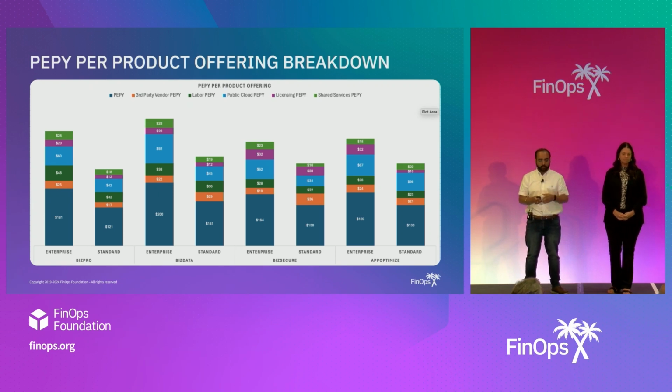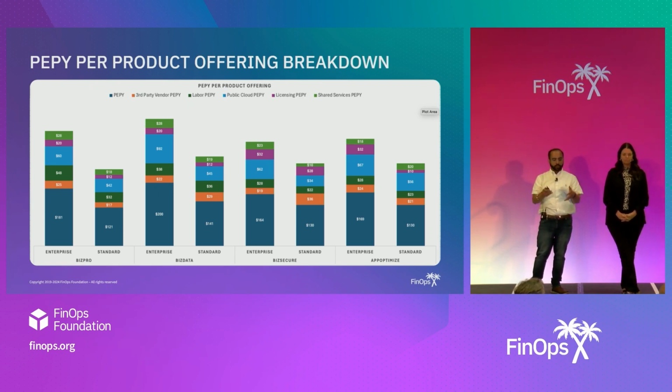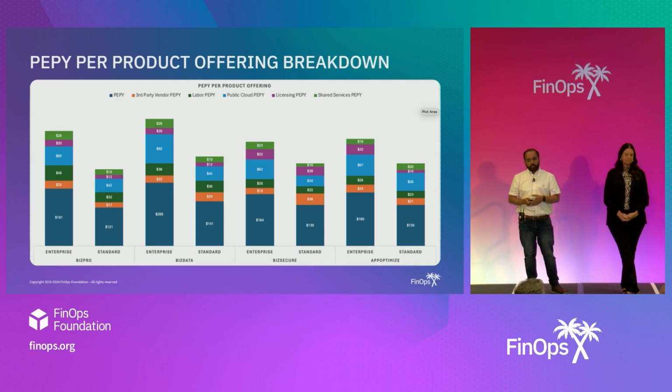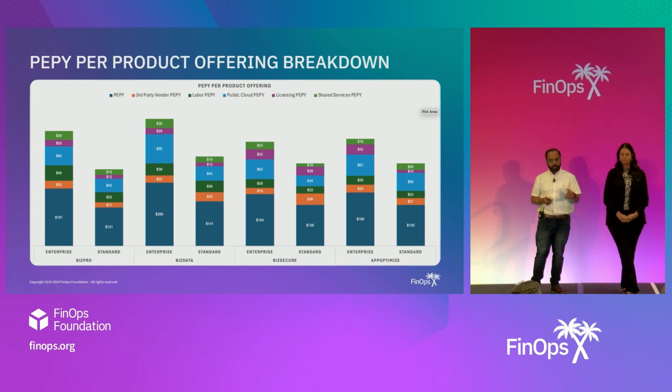So I mentioned a couple of products here, Biz Pro, Biz Data. We have an enterprise offering and a standard offering, right? So we have this level of visibility and this level of dashboards created in Apptio, right? What it's telling me is that I have a public cloud spend, for example, for Biz Pro, which is $130, and $121 for standard, and I have a labor spend or shared services spend of $40-some dollars here, right?